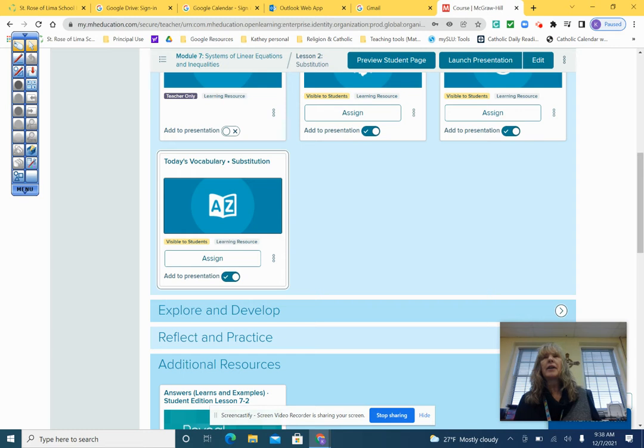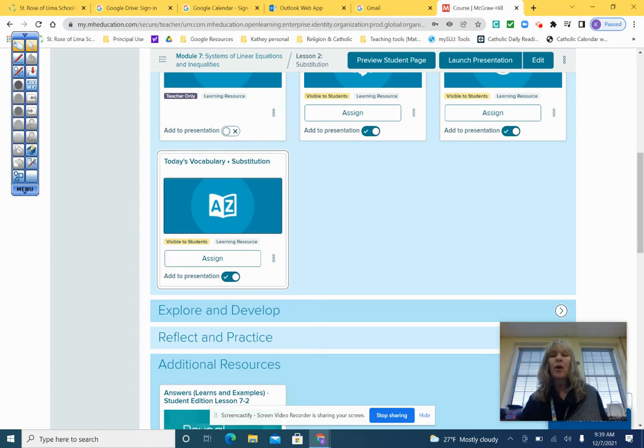But the official definition for substitution is that it's a process for solving a system of equations in which one equation is solved for one variable in terms of the other variable. So what does that mean? Well, it means it's something that you do, a process, to solve the equation for one equation where the variable of the other equation tells you what it is.